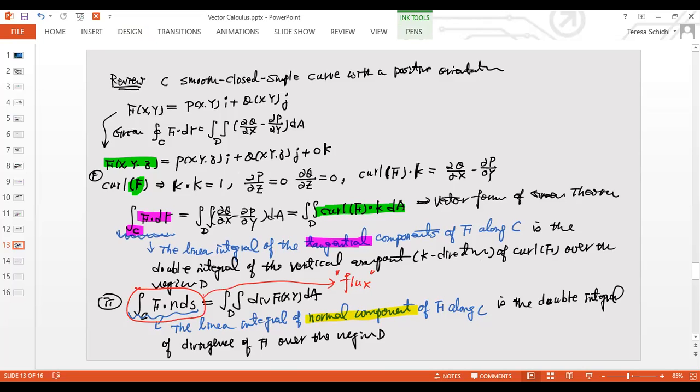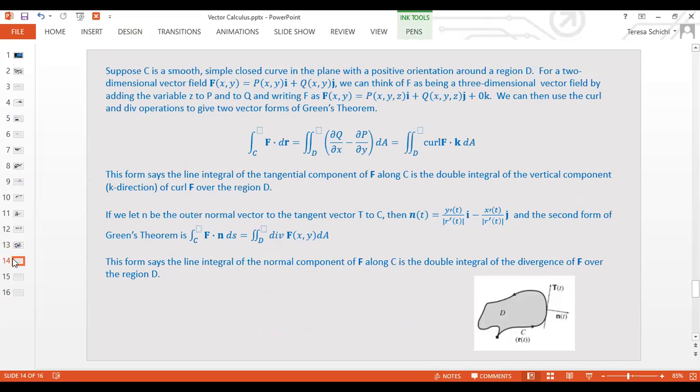Okay, so that's it. Let's take a look at the summary. Let's highlight what we learned here. Suppose C is a smooth, simple, closed curve in a plane. For two dimensions, you can change that into three dimensions without the Z. Now we can use the curl and the divergence operations to find the two vector forms. The first vector form is the line integral, the curl F dot k dA.